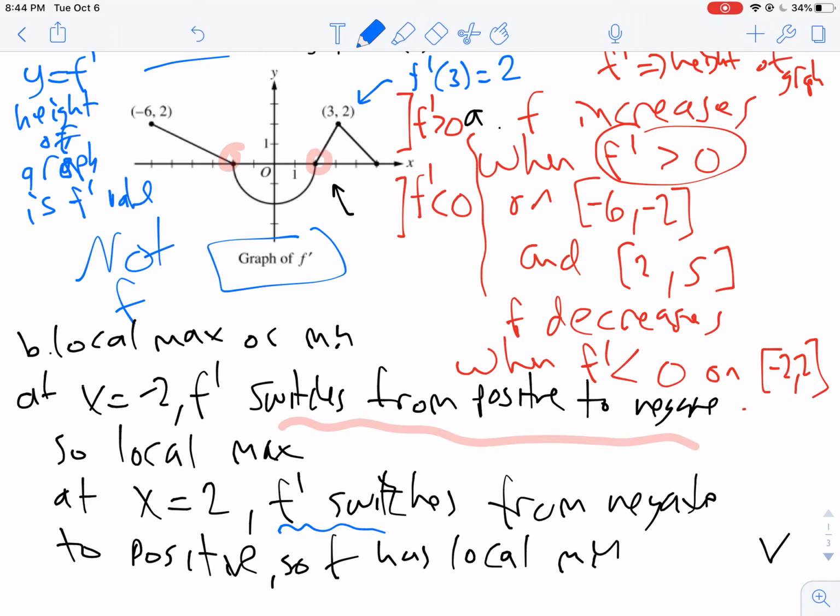So again, go back to these definitions. What does it mean to have a local max? What does it mean to have a local min? And I think that's going to help you read the graph and do that.